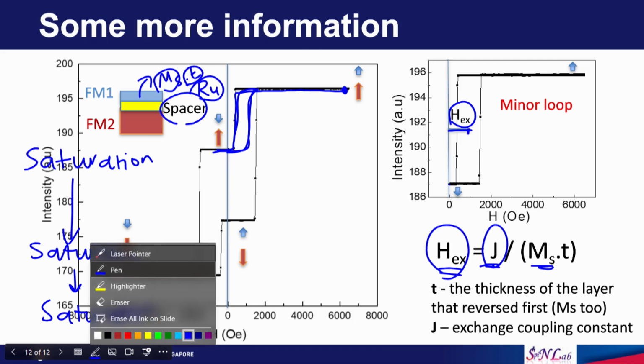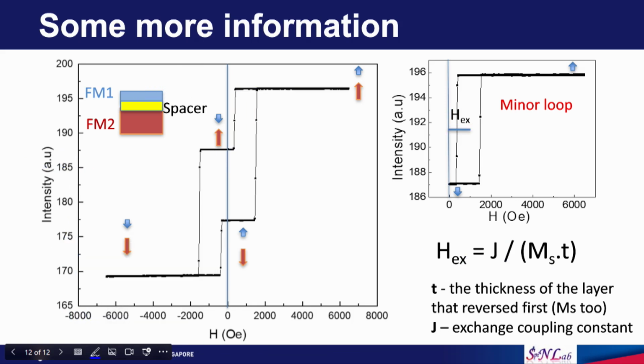Let me give you some example. For example, you have a piece of magnetic material. If you apply a very large magnetic field, you will have some hysteresis loop like this. Let us say this is 7 Tesla.